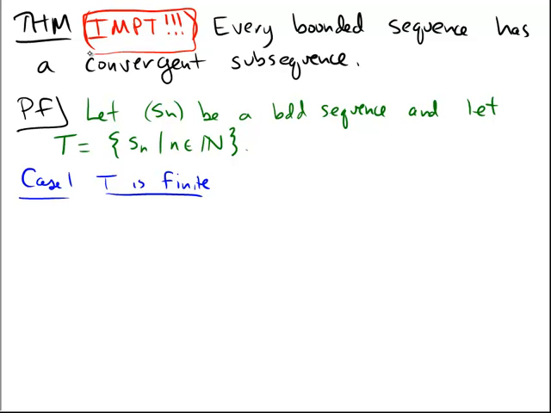Let s sub n be a bounded sequence, and let T be the set of the outputs, the image values of all of the sequence terms. Now, just like a proof we did last time, we're going to go by a finite case, and then we're going to do the infinite case. So in the finite case, what happens here? Well, notice that if there's only finitely many image points, then there is some x such that s sub n is equal to x for infinitely many n's.